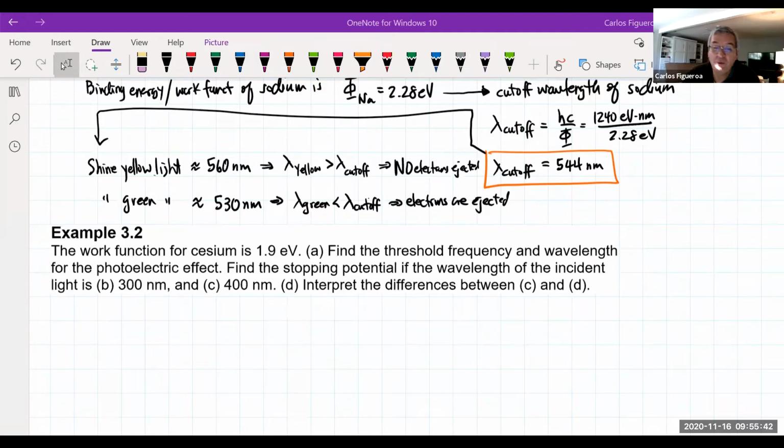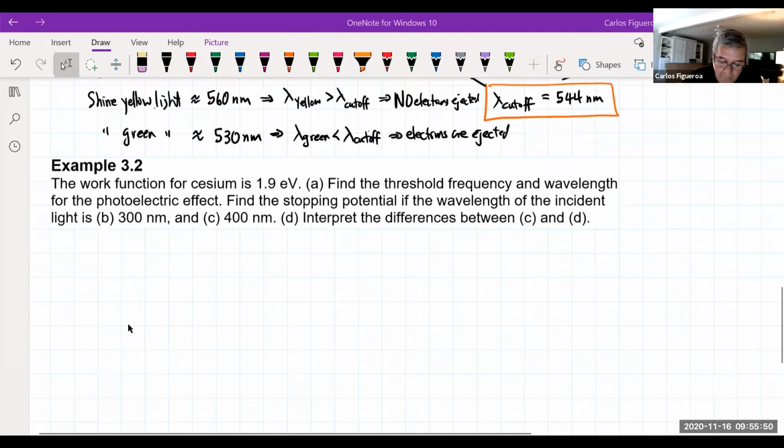Okay, here we go, 3.2. It says the work function for cesium is 1.9 eV. So again, that's just the depth of that. And it says find the threshold. So remember, threshold is also cutoff, frequency and wavelength. There's a very good reason why I said frequency and wavelength, because it requires two different types of calculations. And then it says, find the stopping potential if the wavelength of the incident light is 300 and 400 nanometers, and then interpret the difference between these two.